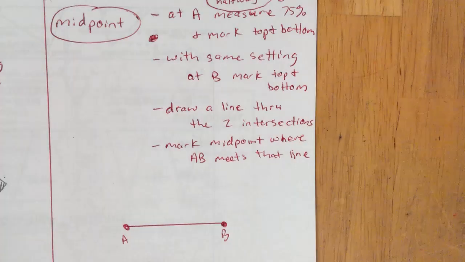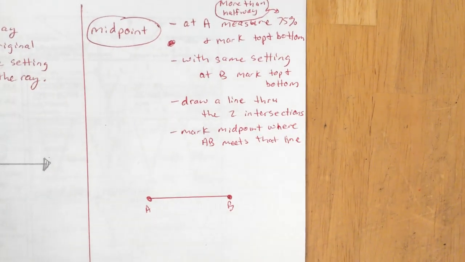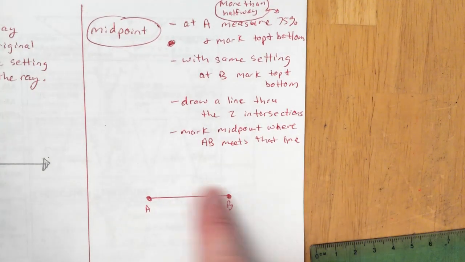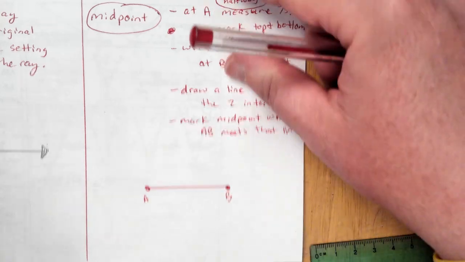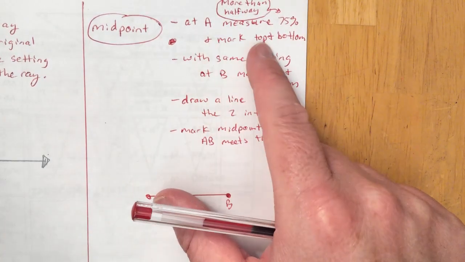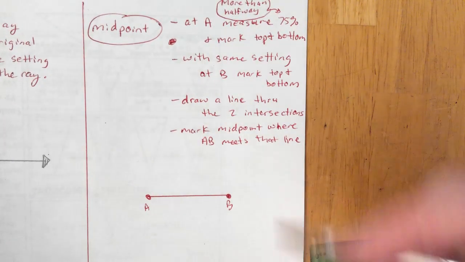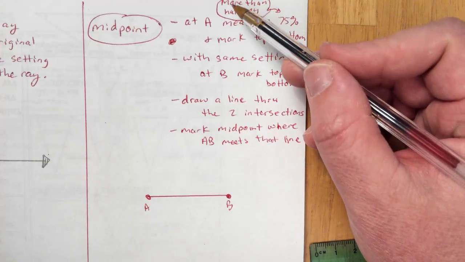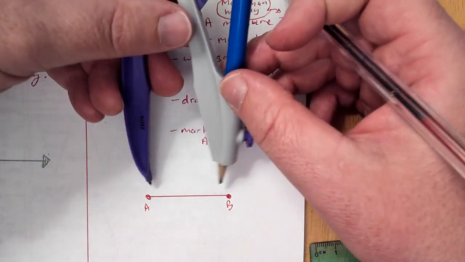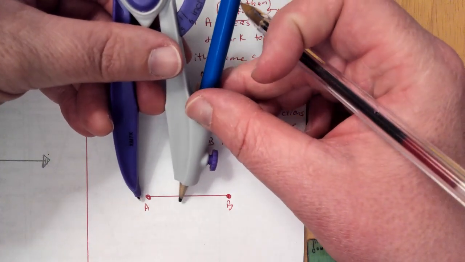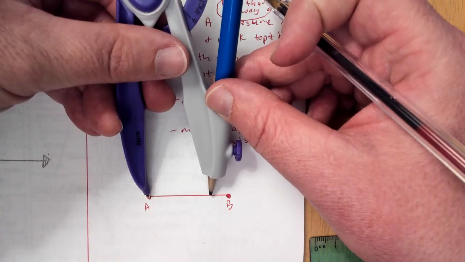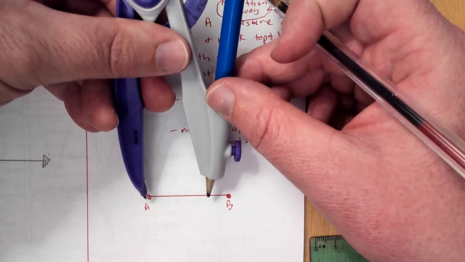All right, over here, midpoint. So let me zoom out a little bit. All right, midpoint. So we are going to mark up this thing right here. So step one, at A, measure 75%. Now that's how I say it. Other people say more than halfway. So we're going to measure more than halfway. So that's the halfway mark right about there. We want to be about 75%, so more than halfway.